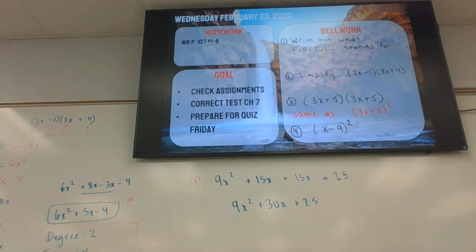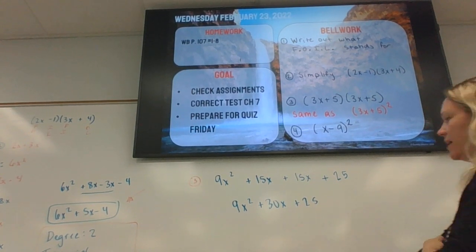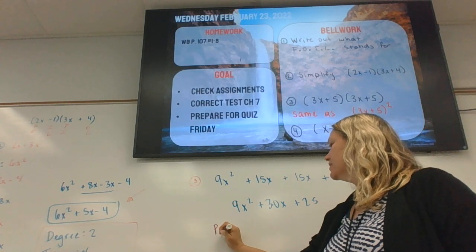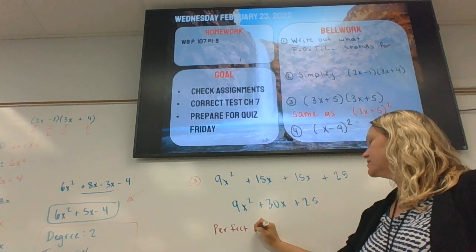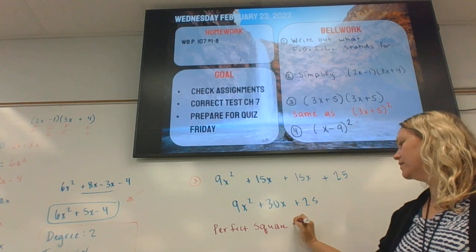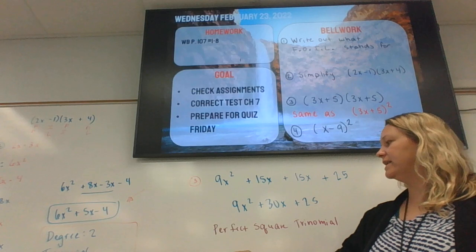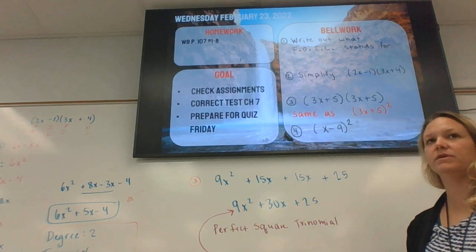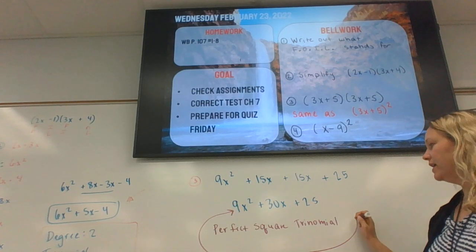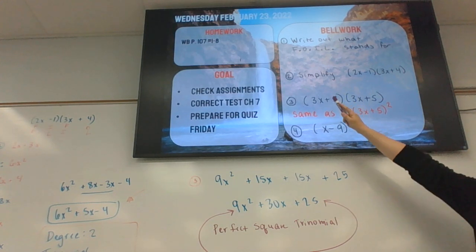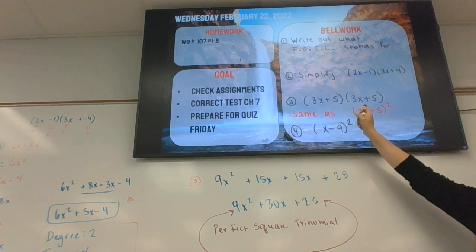So, oh my gosh, so much vocabulary. So this has another name. There's so many names to describe different quadratic expressions. This is called a perfect square trinomial. All right, 9 is a number that can be square rooted. It's a perfect square. And so is 25. And that happens every time you multiply a binomial times itself.